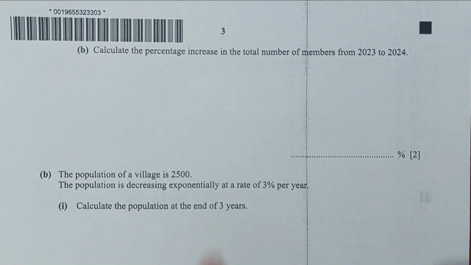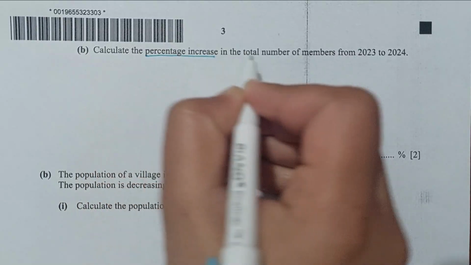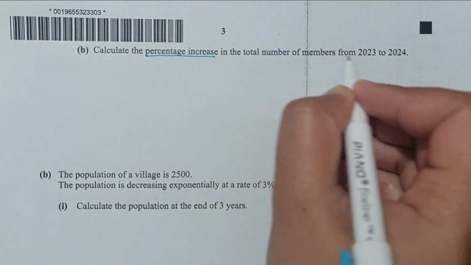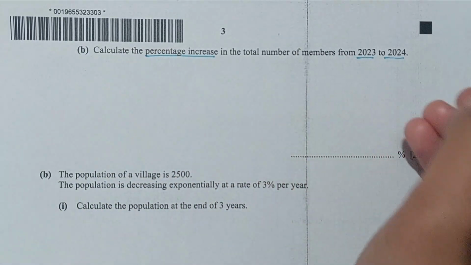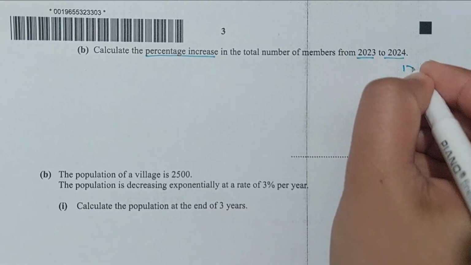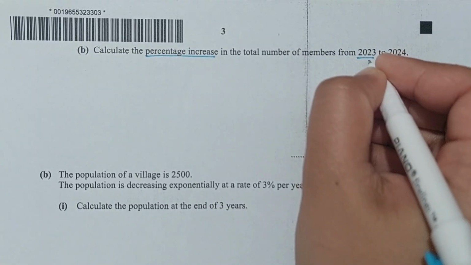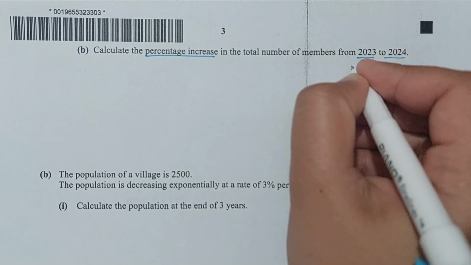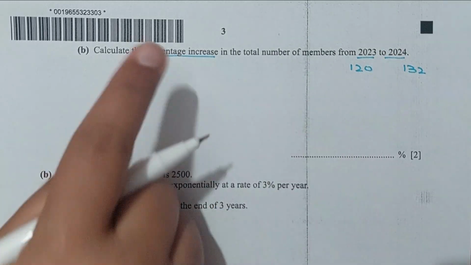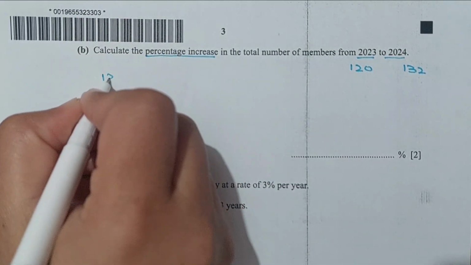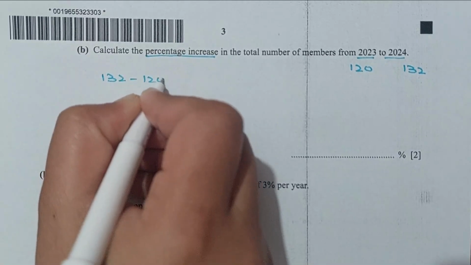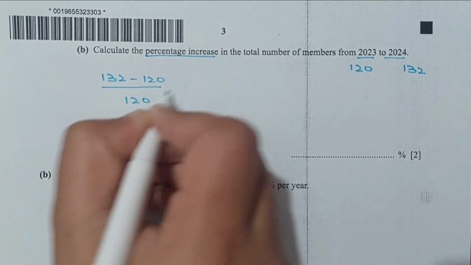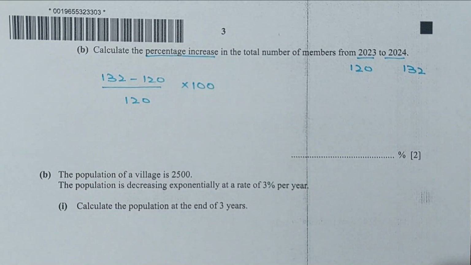Now for part B, calculate the percentage increase in the total number of members from 2023 to 2024. In 2024, the members are 132. In 2023, the members are 120. Okay, how much is the increase? 132 minus 120, divided by 120, multiplied by 100.